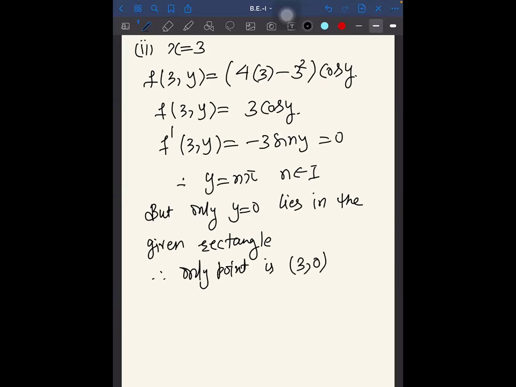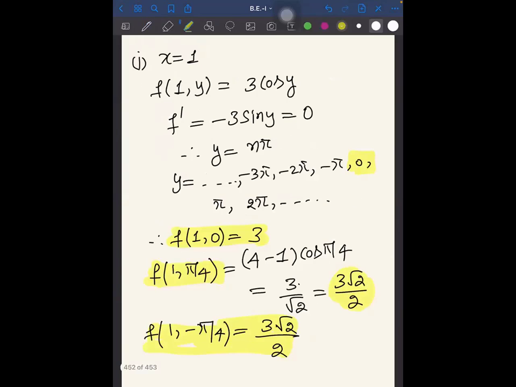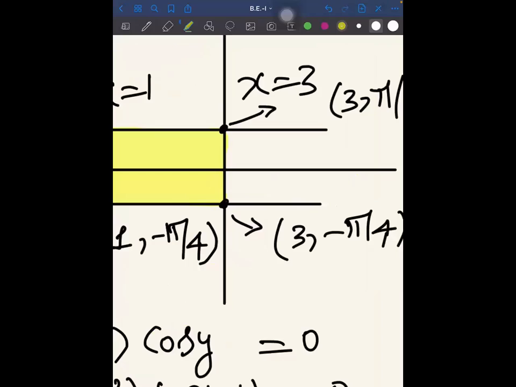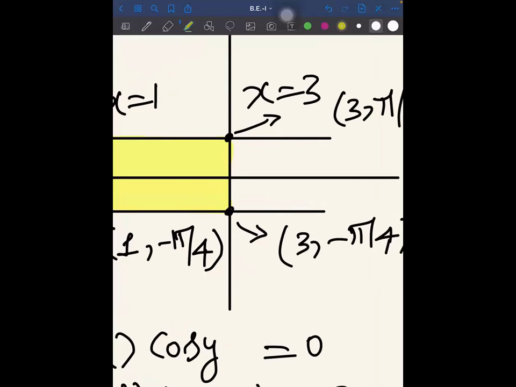So now put that thing over here. So f(3, 0) will be, you put those things over here. This is 3 times cos 0, that means 3. So your f(3, 0) is nothing but 3. Since you are dealing with x is equal to 3, that means you have to calculate these 2 points separately.